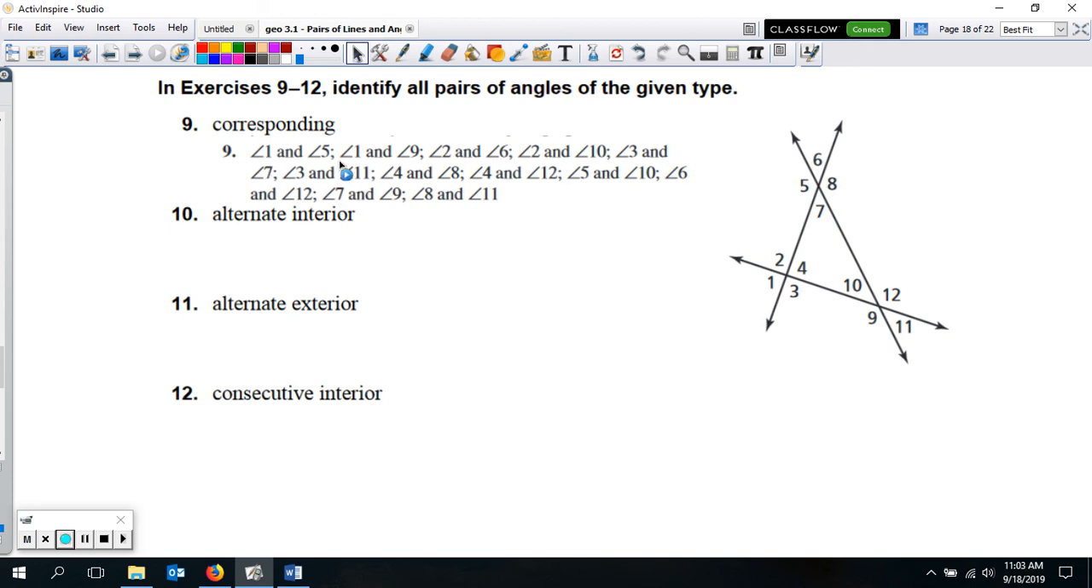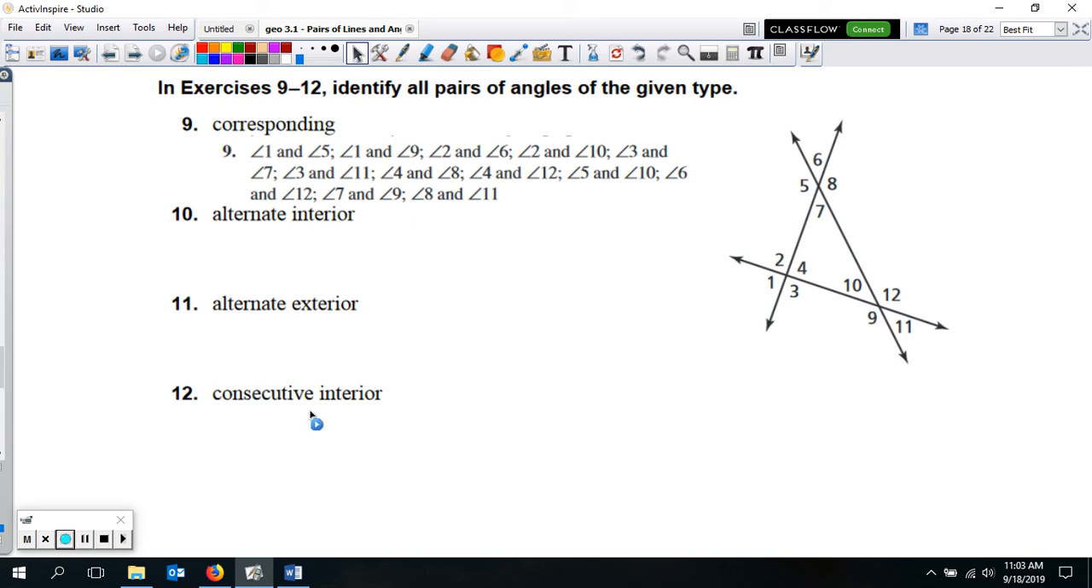So you should have a 1 and 5, a 1 and 9, 2 and 6, 2 and 10, 3 and 7, 3 and 11, 4 and 8, 4 and 12, 5 and 10, 6 and 12, 7 and 9, 8 and 11. So that's 12 different pairs of corresponding position angles using this diagram with those 3 intersections.